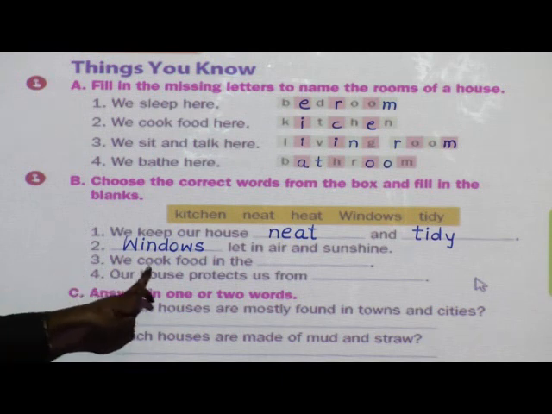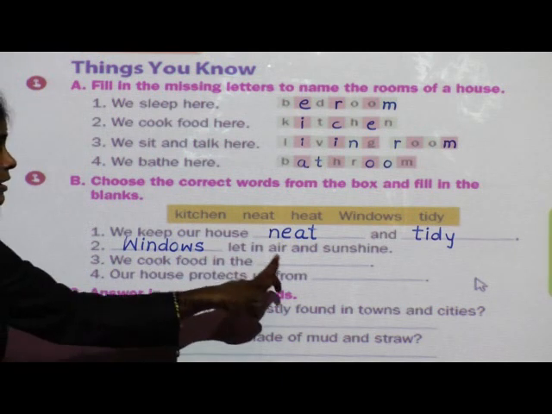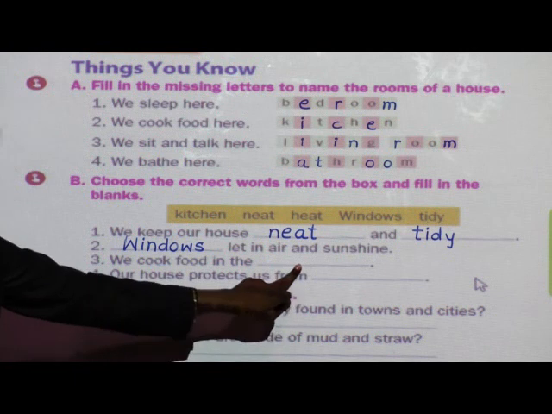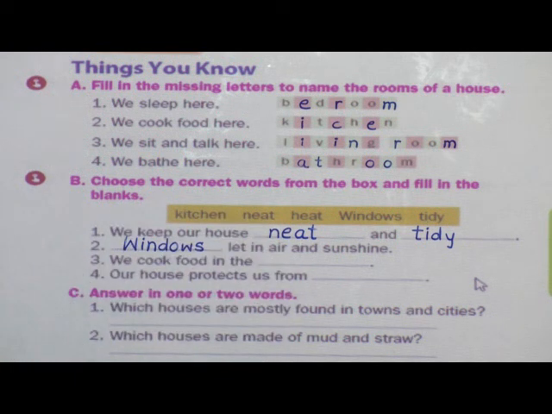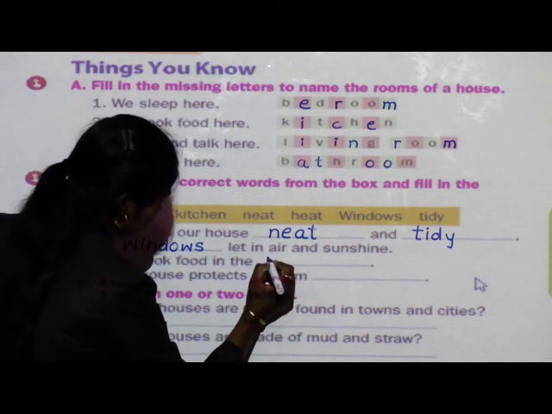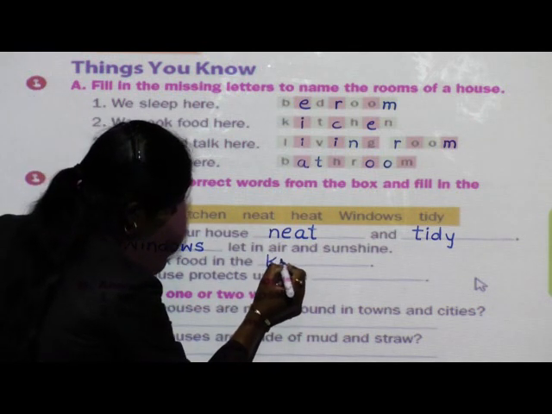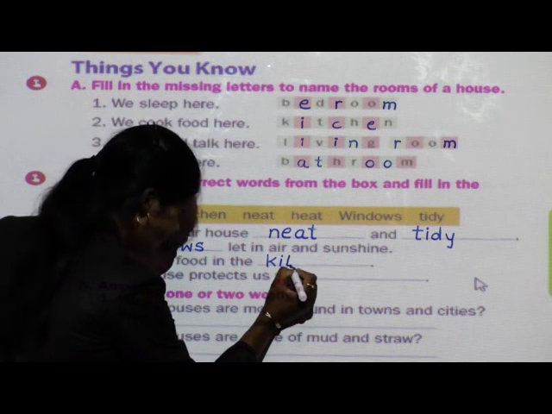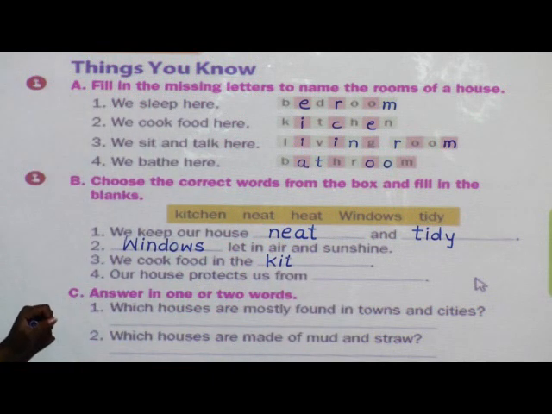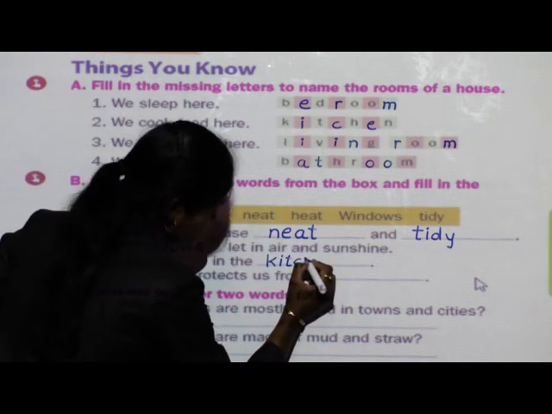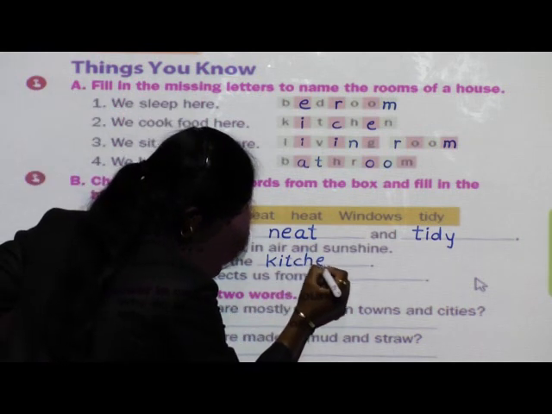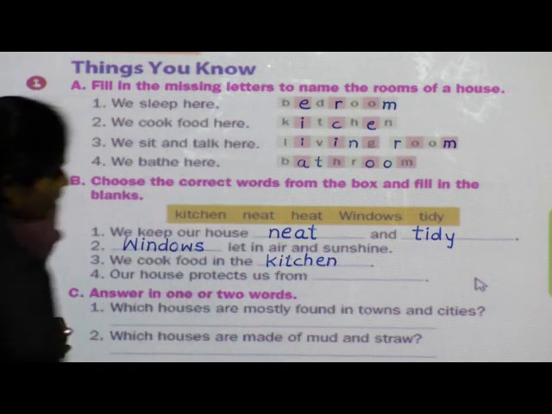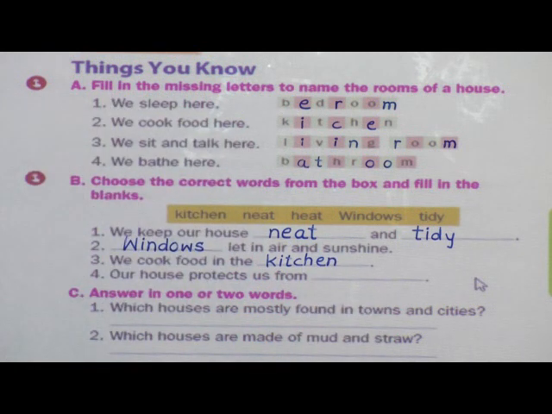Next, we cook food in the dash dash. In which room do we cook the food? Yes, in the kitchen room. So write here K-I-T-C-H-E-N. Kitchen. We cook food in the kitchen.